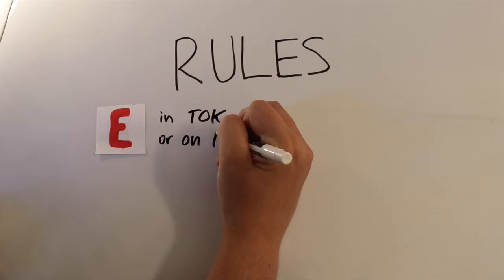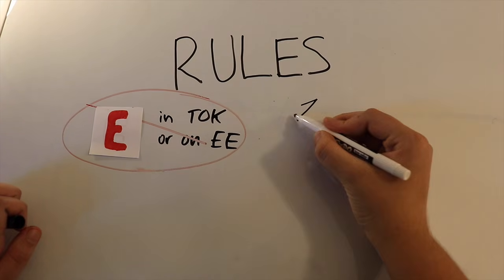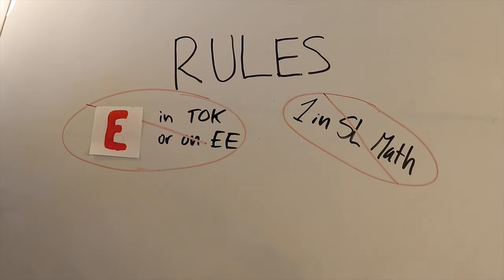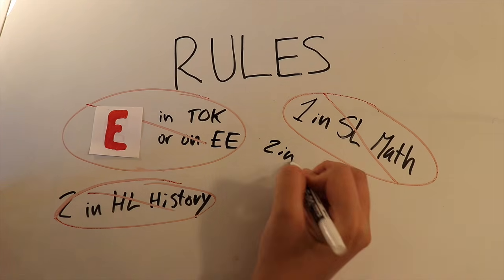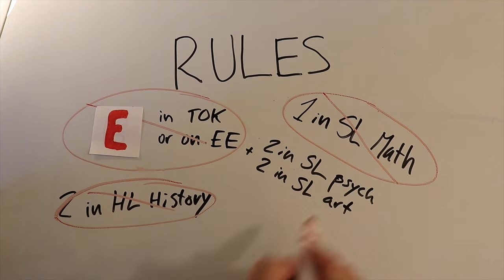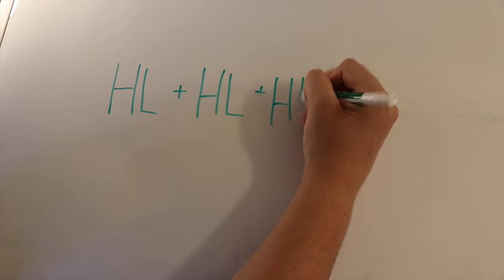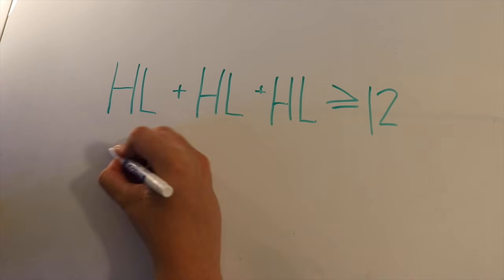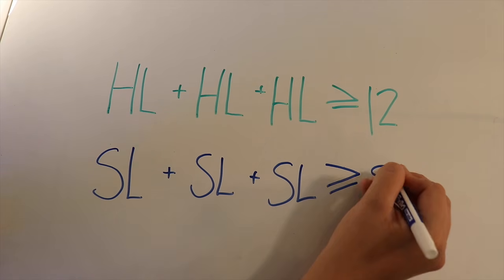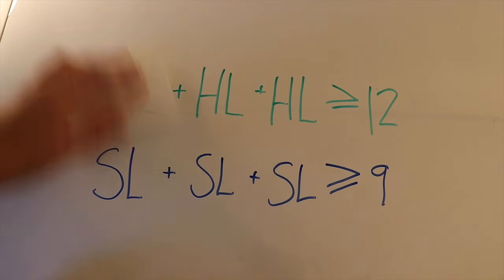You can't fail EE or TOK, you can't get any scores of a 1, you can't have any 2s in your HL classes, you can't have more than 1 2 in your SL classes, you can't get more than 3 3s. Overall, you must have at least 12 points in your HL classes and at least 9 points in your SL classes to earn the IB diploma.